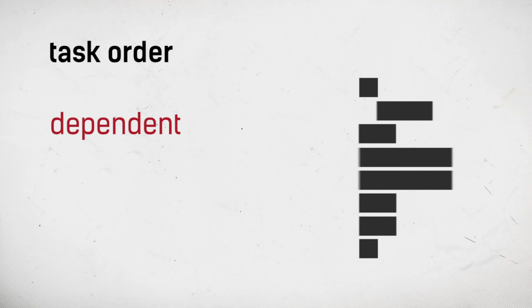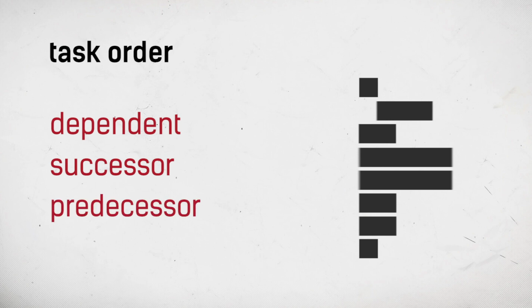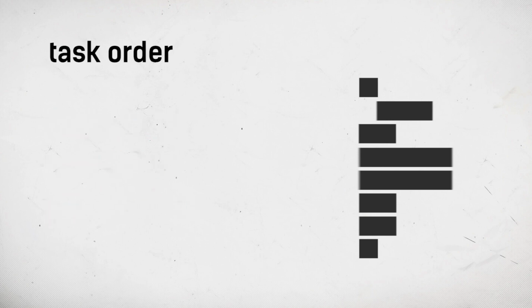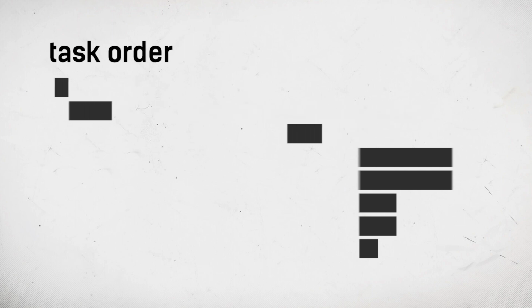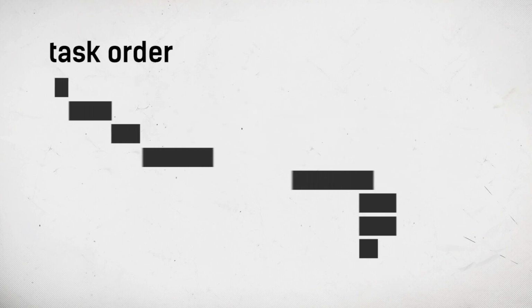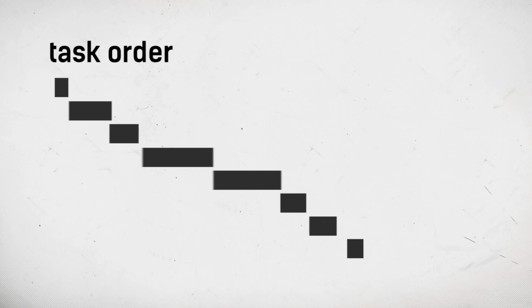We also say that task 2 is a successor to task 1, or that task 1 is a predecessor to task 2. So let's put the tasks in order. Task 1 comes before task 2 before task 3, and so on. Let's go ahead and put the relationships between the tasks in this simple order.